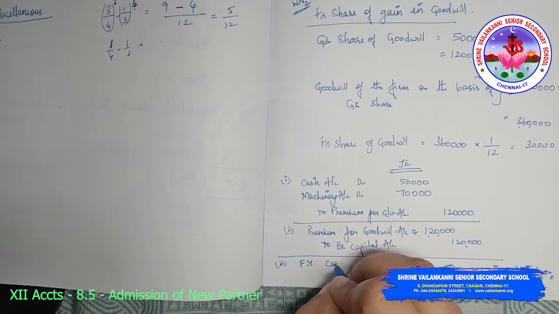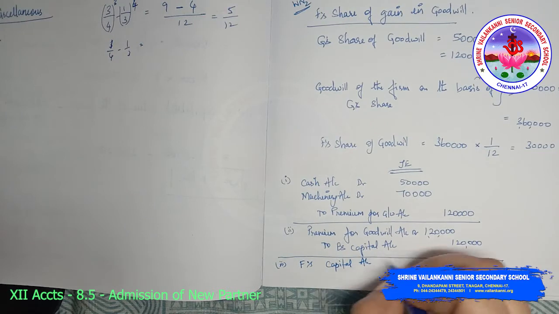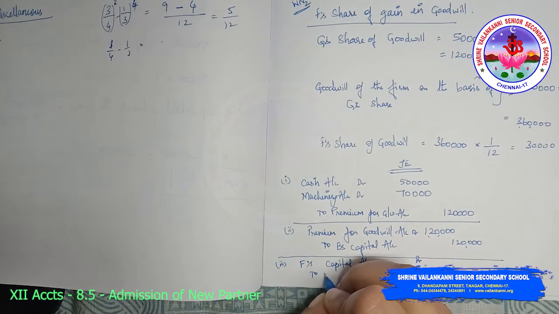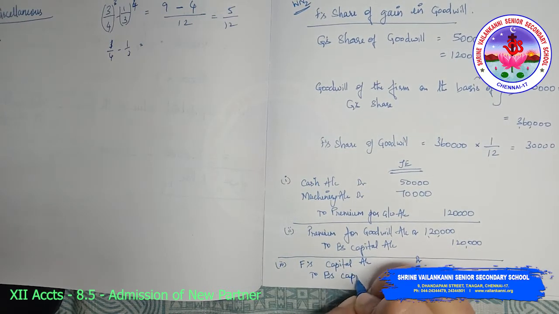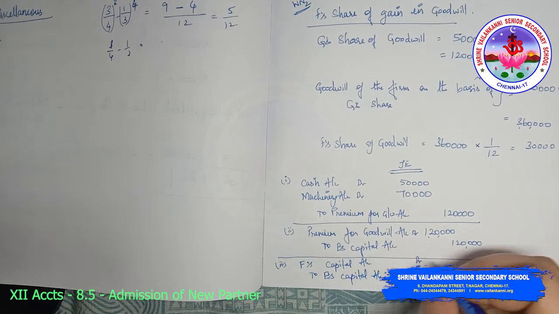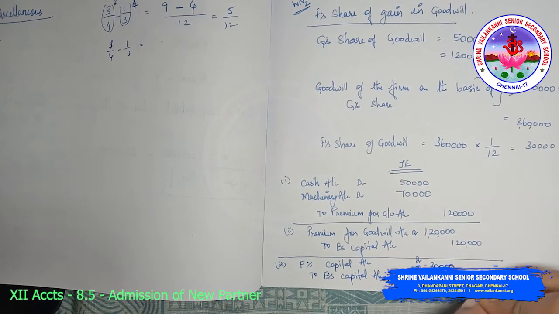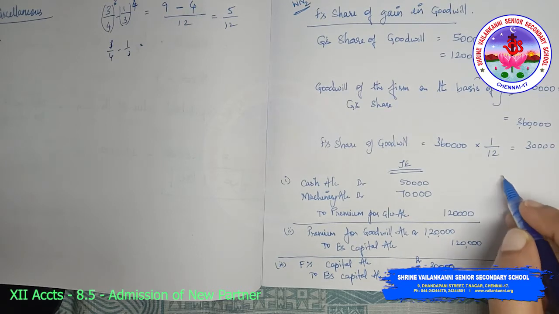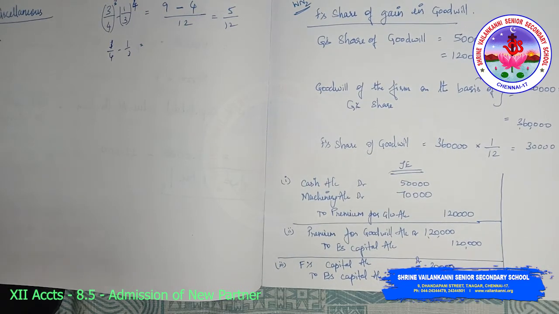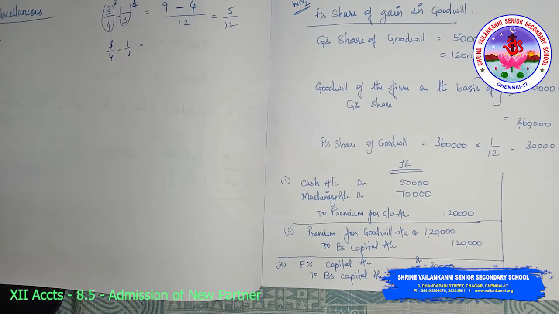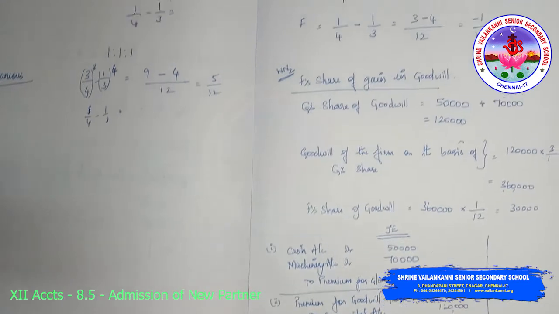So third entry is going to be F's capital account debit to E's capital account. It's going to be 30,000. Okay, so this is how you're supposed to do it. So this narration would be being F's share of gain in goodwill charged from his capital and transferred to E's capital. So that will be the narration for this. So we have completed this problem.